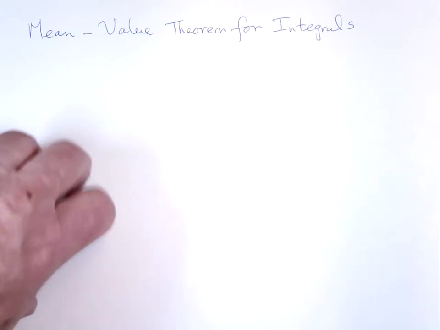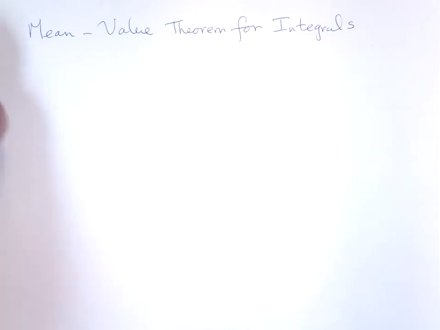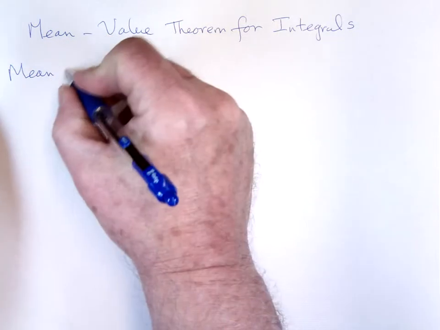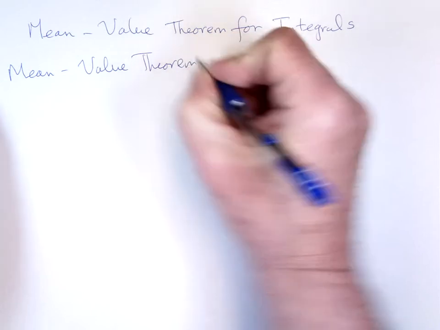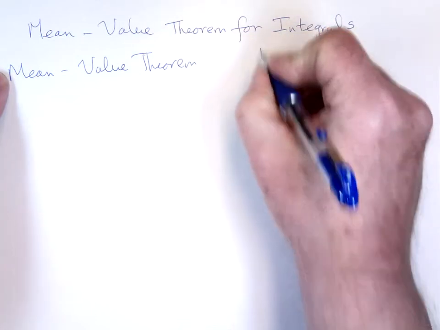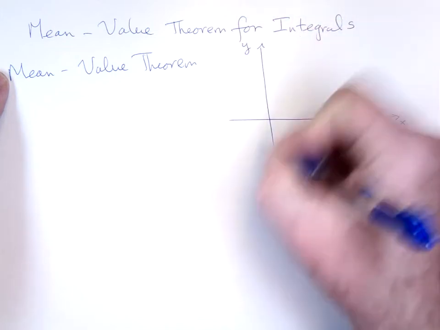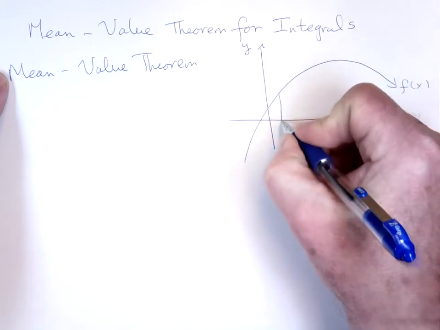Okay, I'll write bigger. Mean value theorem for integrals. Recall the mean value theorem that you had back in Calc 1. We proved it in Calc 1. What's the average? Remember that one? The mean value theorem was this. Back in Calc 1, you have a function of x. You have an interval from a to b.